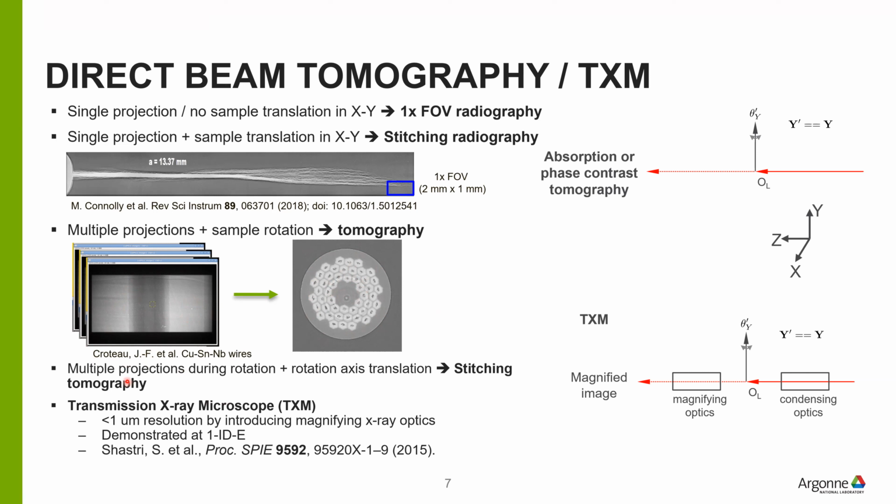Of course, you can also do multiple projections during rotation, and then you can translate the rotation axes. This enables what is called stitching tomography, where if you have samples that are larger than the single field of view, you can stitch many projections together and get a 3D picture of samples that are larger than your field of view. This is something that's been coming along nicely that enables us to look at bigger samples.